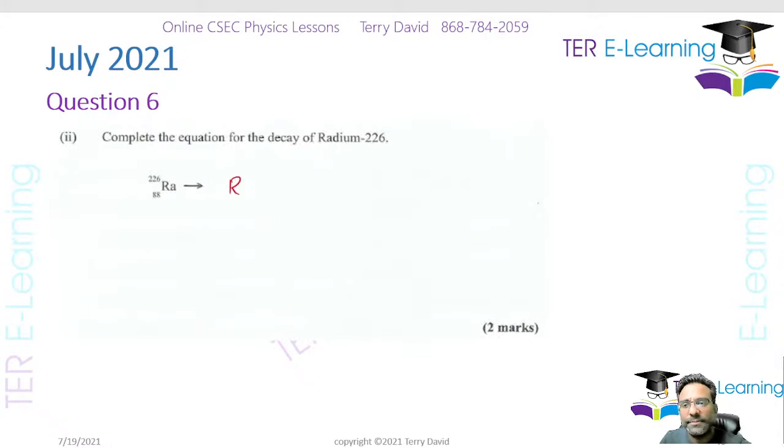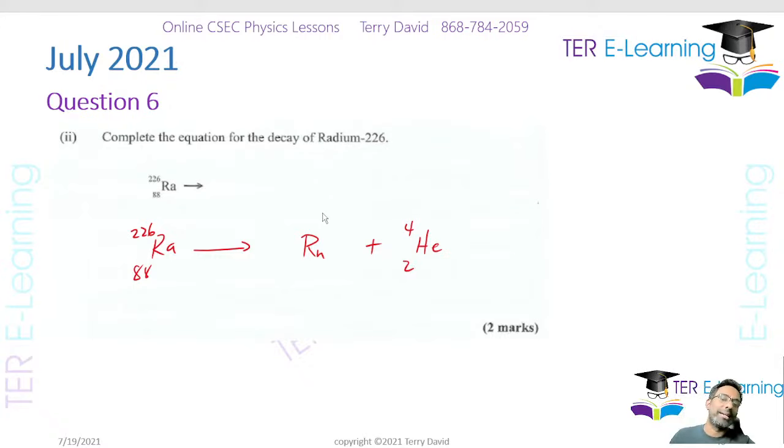So let me just write this a little bigger. I have this 226, 88, and you're going to get Rn, and they said you're getting an alpha particle. The alpha particle could be represented by this He-4-2. So you need to make sure your mass numbers on the left hand side equal the total mass numbers on the right side. If this is 4 here, it means that this here has to be 222. If this is 2 here, it means that this here has to be 86. That's all for 2 marks. Easy 2 marks.